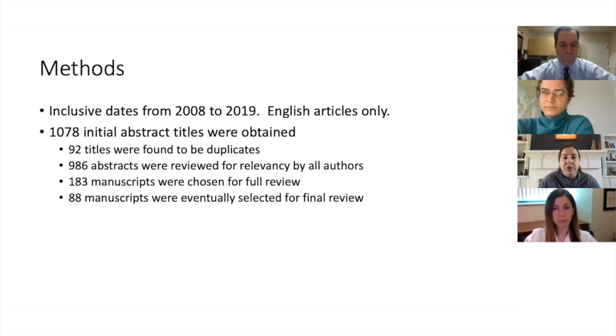1,078 initial abstracts were obtained. 92 titles were found to be duplicates. 986 abstracts were reviewed by the entire team. 183 manuscripts were chosen for further full review, and for each question, 2 members of the team were assigned to full review of the articles in question. A final tally of 88 manuscripts were eventually included in the review.